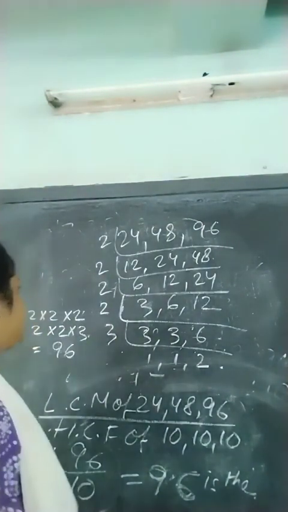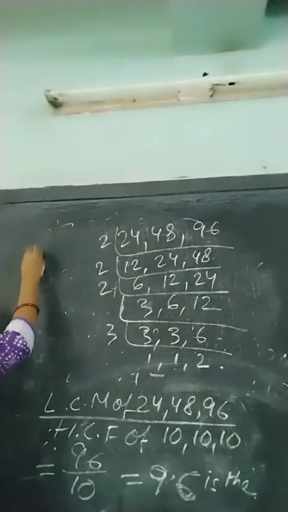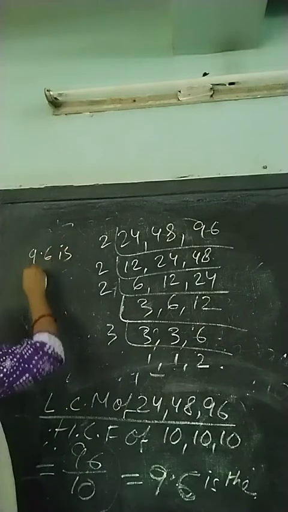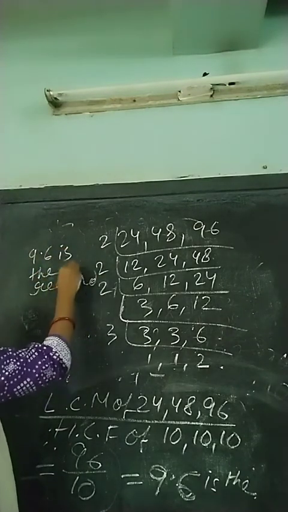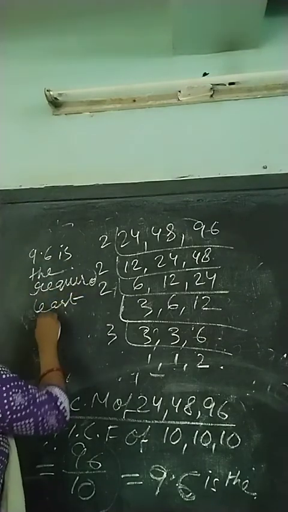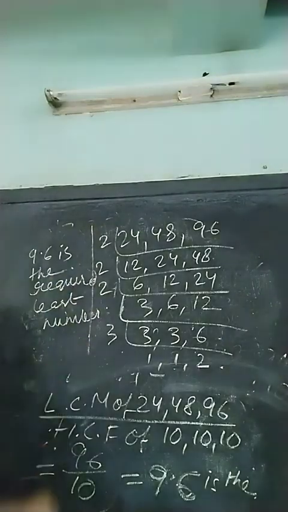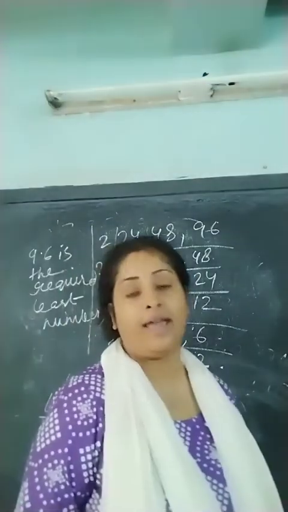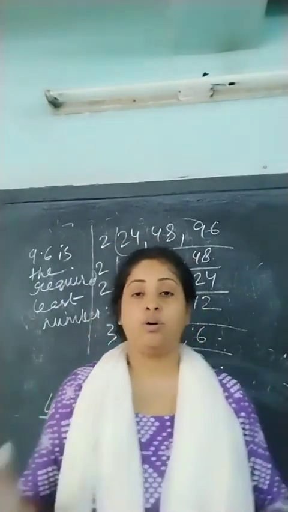9.6 is the required least number, which when divided by 2.4, 4.8 and 9.6 gives the quotient as integer numbers.